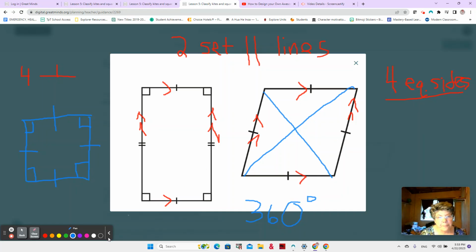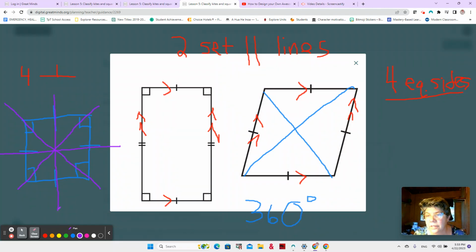If squares are quadrilaterals that are both rectangles and rhombuses, then how many lines of symmetry do squares have? We have one right here, right? Just like a rhombus, we can go diagonal, but also just like a rectangle, we can go through our midpoints. So that makes 4 lines of symmetry for a square.